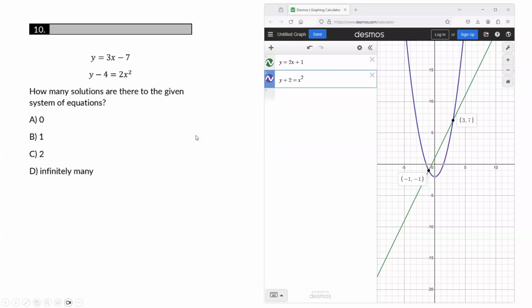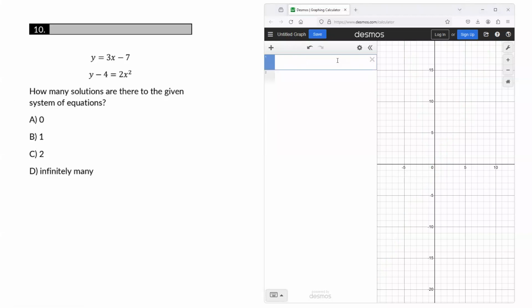All right. Last question of the day. We have y equals 3x minus 7. y minus 4 equals 2x squared. We don't even need the exact solution. We only need to know how many solutions. So remember, solution is the same thing as intersection. So let's graph them and just count the intersections.